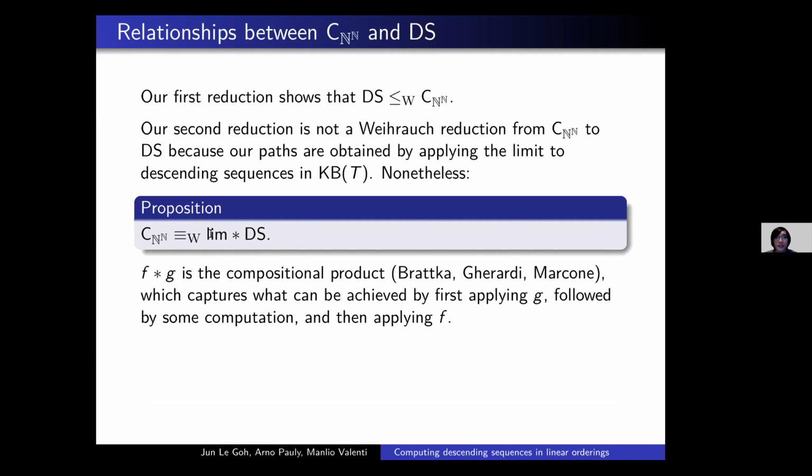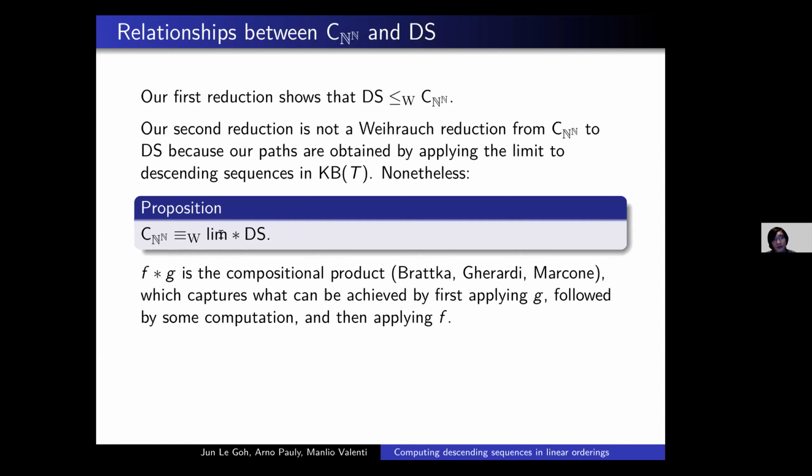Okay, so in this case, we are talking about this lim star DS, right? So this captures the power of what we can do if we apply DS first and then we apply lim, right? Remember, that's exactly what we did in this second reduction here. So essentially what we showed in the second slide is that choice on Baire space is Weihrauch reducible to lim star DS. Now over here I wrote an equivalence.